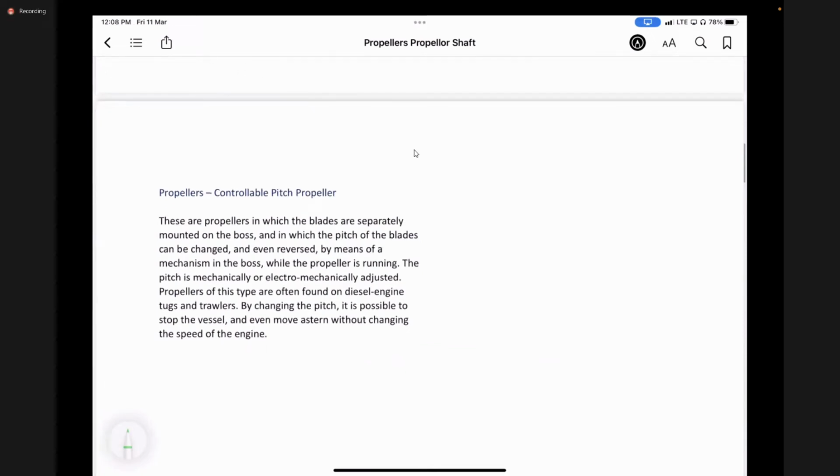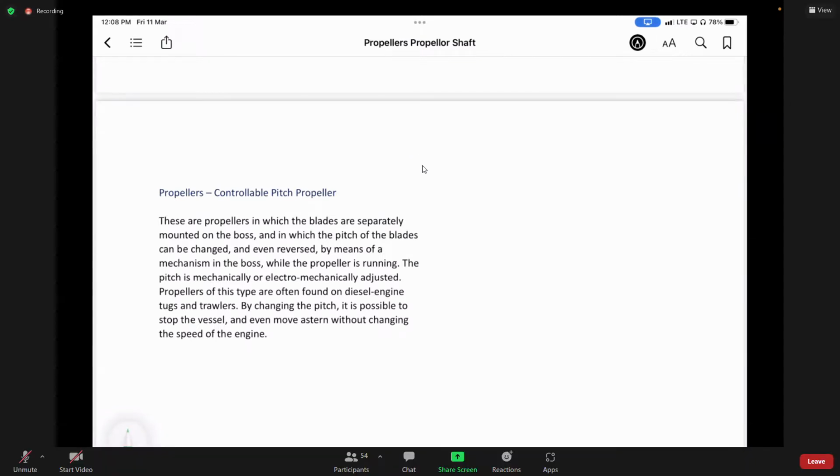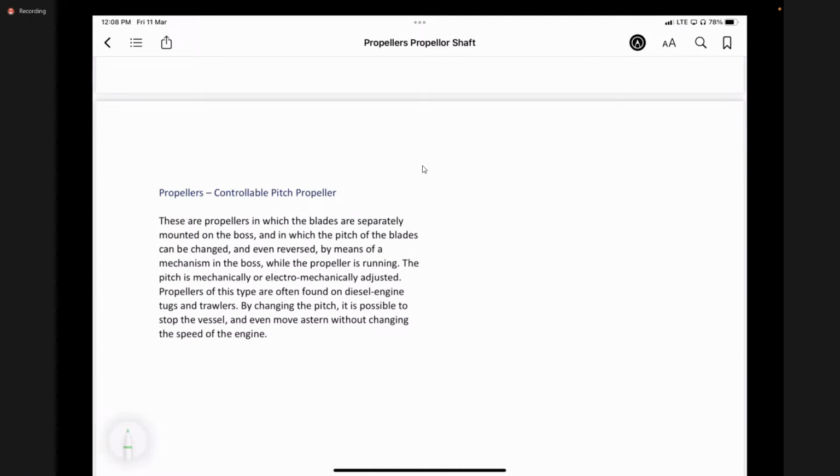Controllable pitch propeller we have discussed. Have you understood that properly? This is a very frequently asked question in the exams. So do you understand this? Do you want me to say anything about it? No, I'm happy to move on.